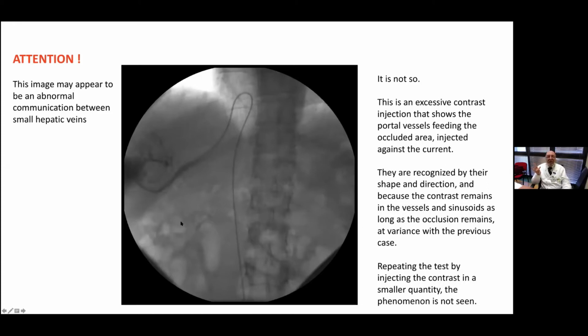So the occlusion remains, at variance with the previous case. So this does not flow away. And so you have only to repeat the test, injecting the contrast in a smaller quantity, and so the phenomenon is not seen, and you have the opportunity of not making a mistake.